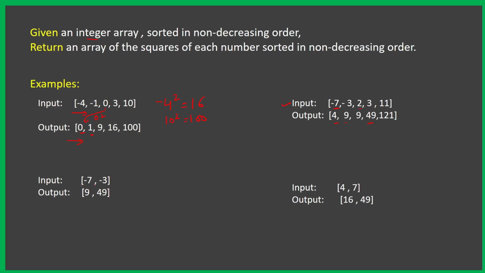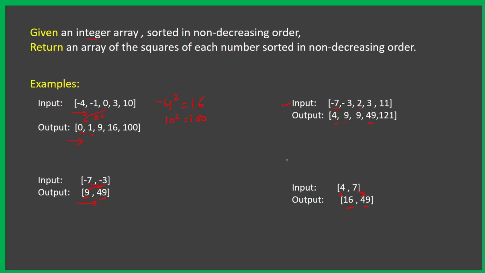Now your input can have all the numbers as negative only. So here -7, -3, these are sorted in non-decreasing order, and this 9 is the square of -3 and 49 is the square of -7, and this output is sorted. Again, you can have all positive elements. So here 16 is the square of 4 and this 49 is the square of this 7.